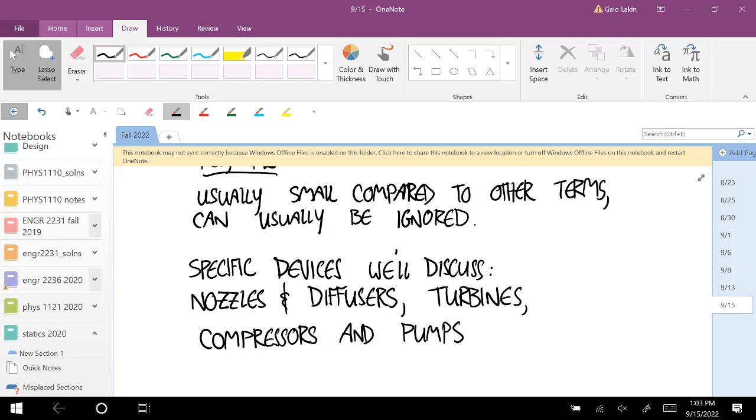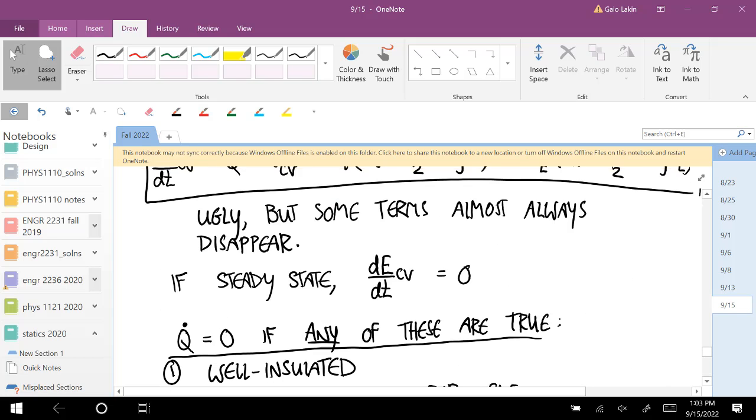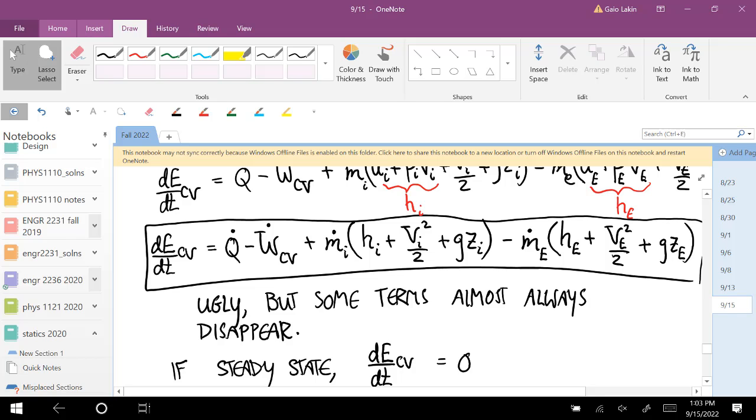One by one, we're going to go through all of these devices. We're going to start with the full differential control volume first law, and we're just going to cross out terms until we get to a pretty concise, simplified form for each. For a nozzle, we'll end up with an enthalpy term and maybe a kinetic energy term there. But I have to stop there because I didn't bring any notes for that stuff.